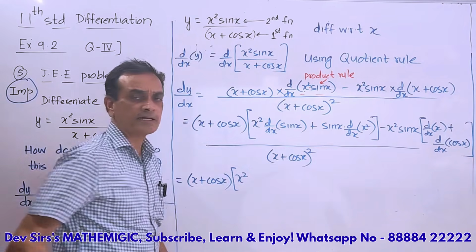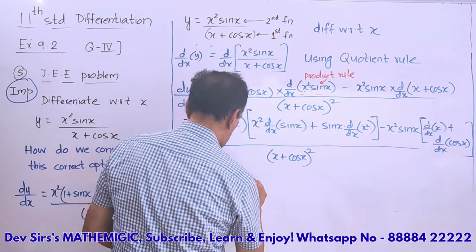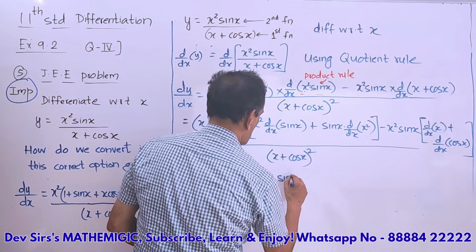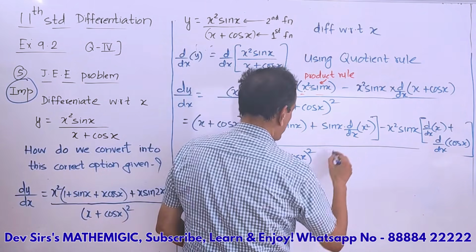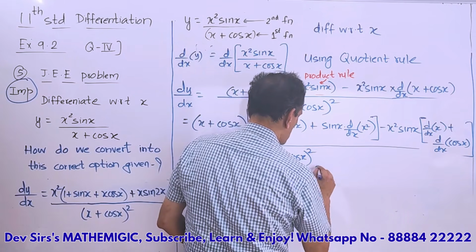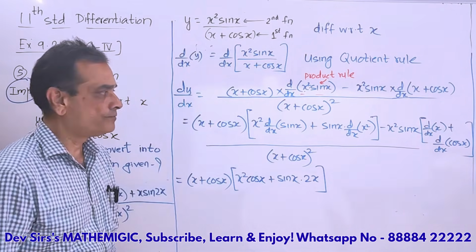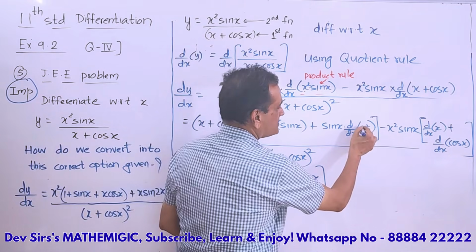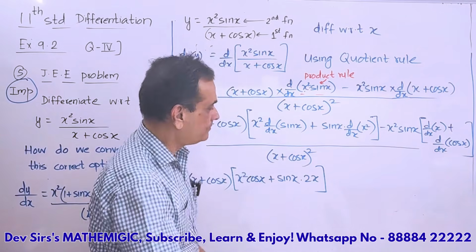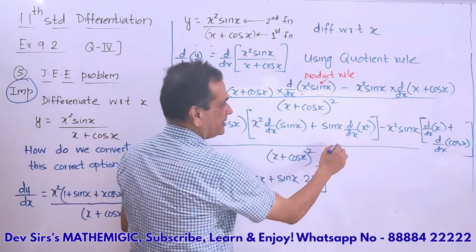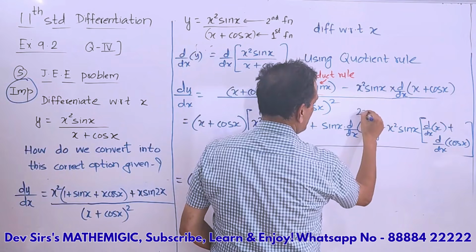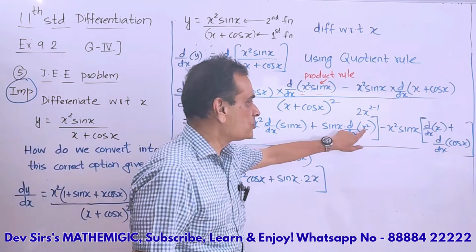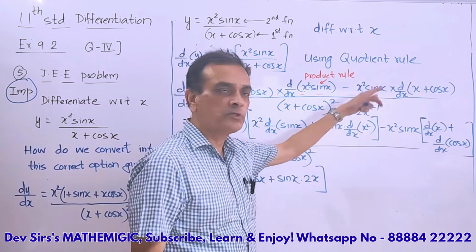d by dx of sin x. Derivative of sin x is cos x. d by dx of x squared is 2x. You know the formula, na? 2 comes in front, x raised to 2 minus 1. Okay? d by dx of x squared, 2 comes in front, x raised to 2 minus 1. If it was x cube, 3 comes in front, x raised to 3 minus 1.